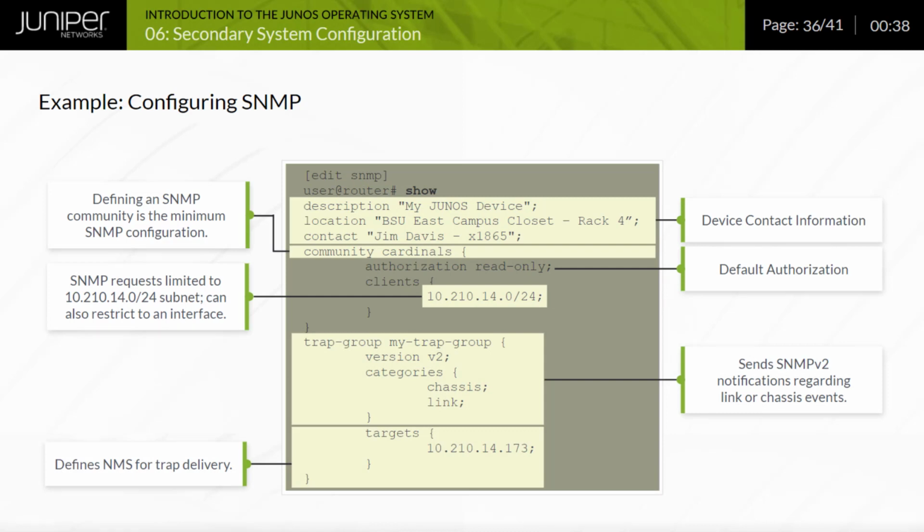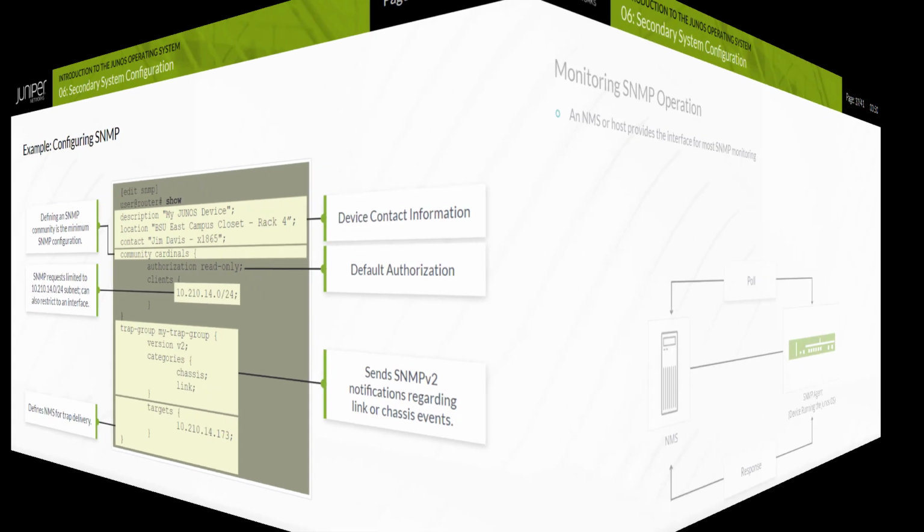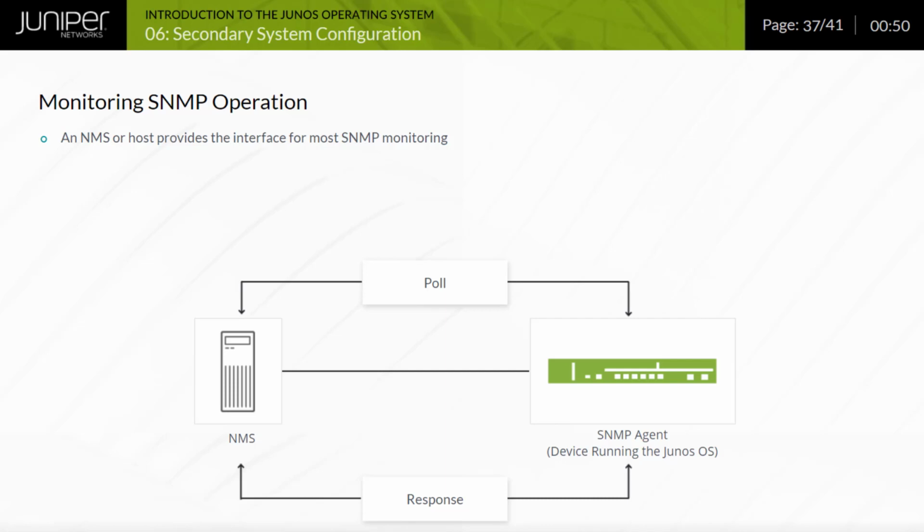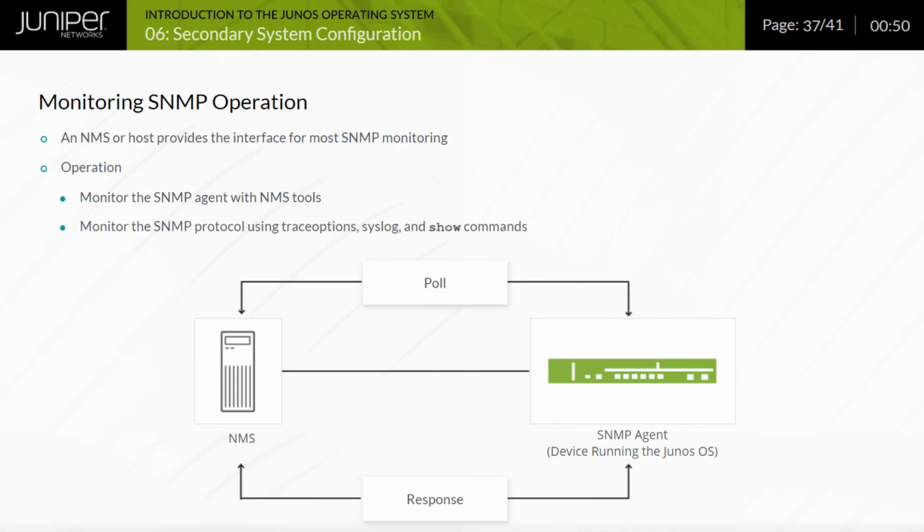The example also shows the configuration of an SNMP trap group, necessary for the delivery of SNMP traps to an NMS. An NMS, or host, provides the interface for most SNMP monitoring. To monitor SNMP operation directly from a device running the Junos OS, you can use trace options, system logging, and various show SNMP commands. When a trap condition occurs, some traps are logged if the system logging is configured with the appropriate facility and severity levels, regardless of whether a trap group is configured.